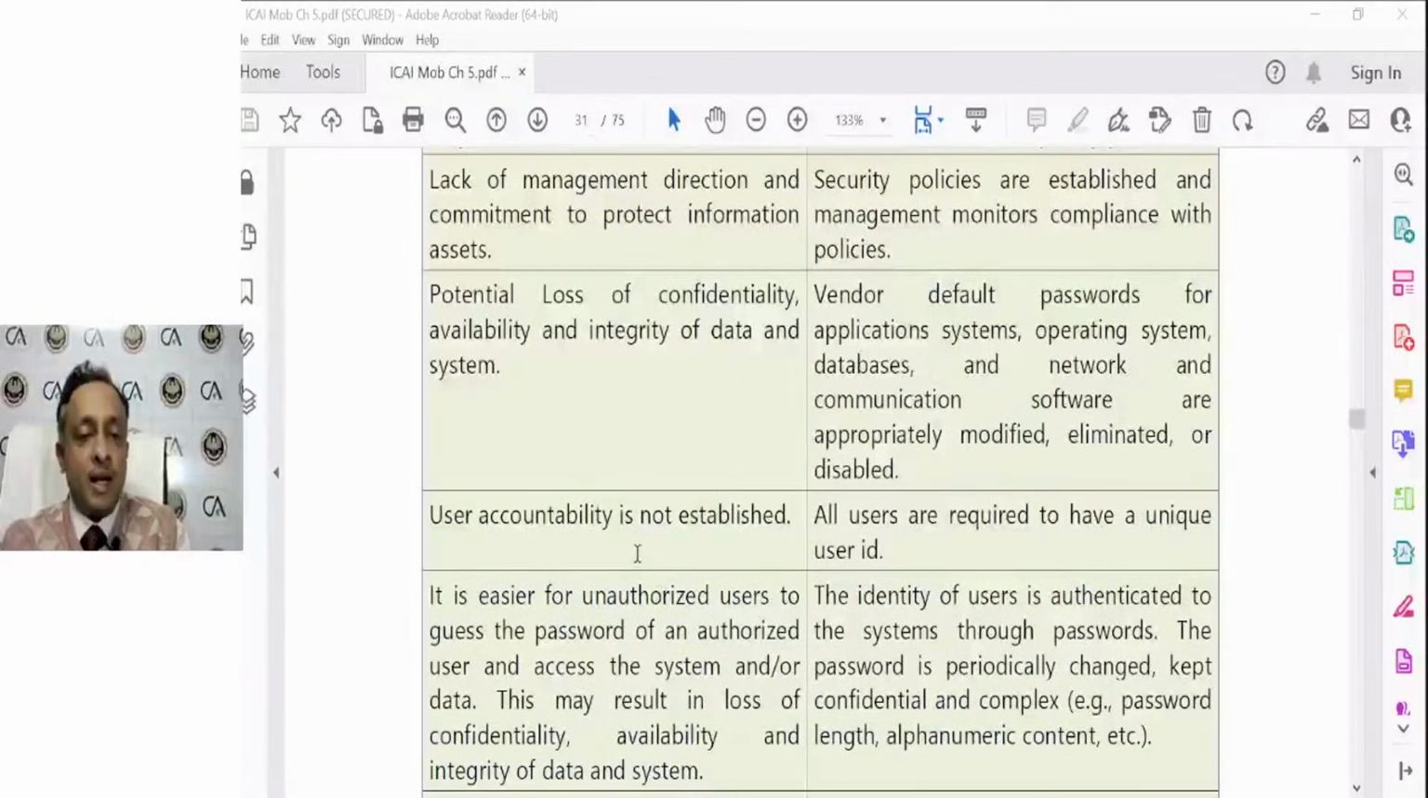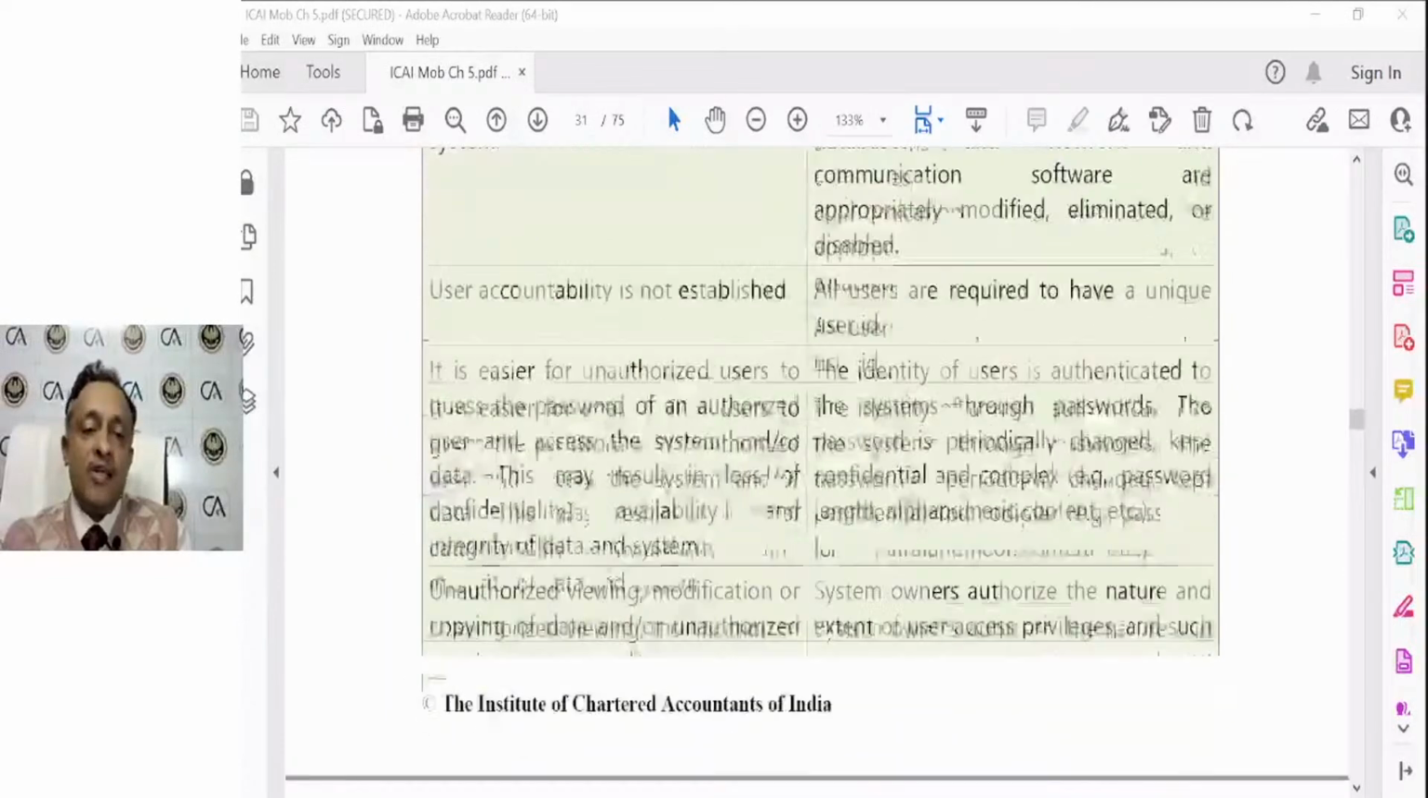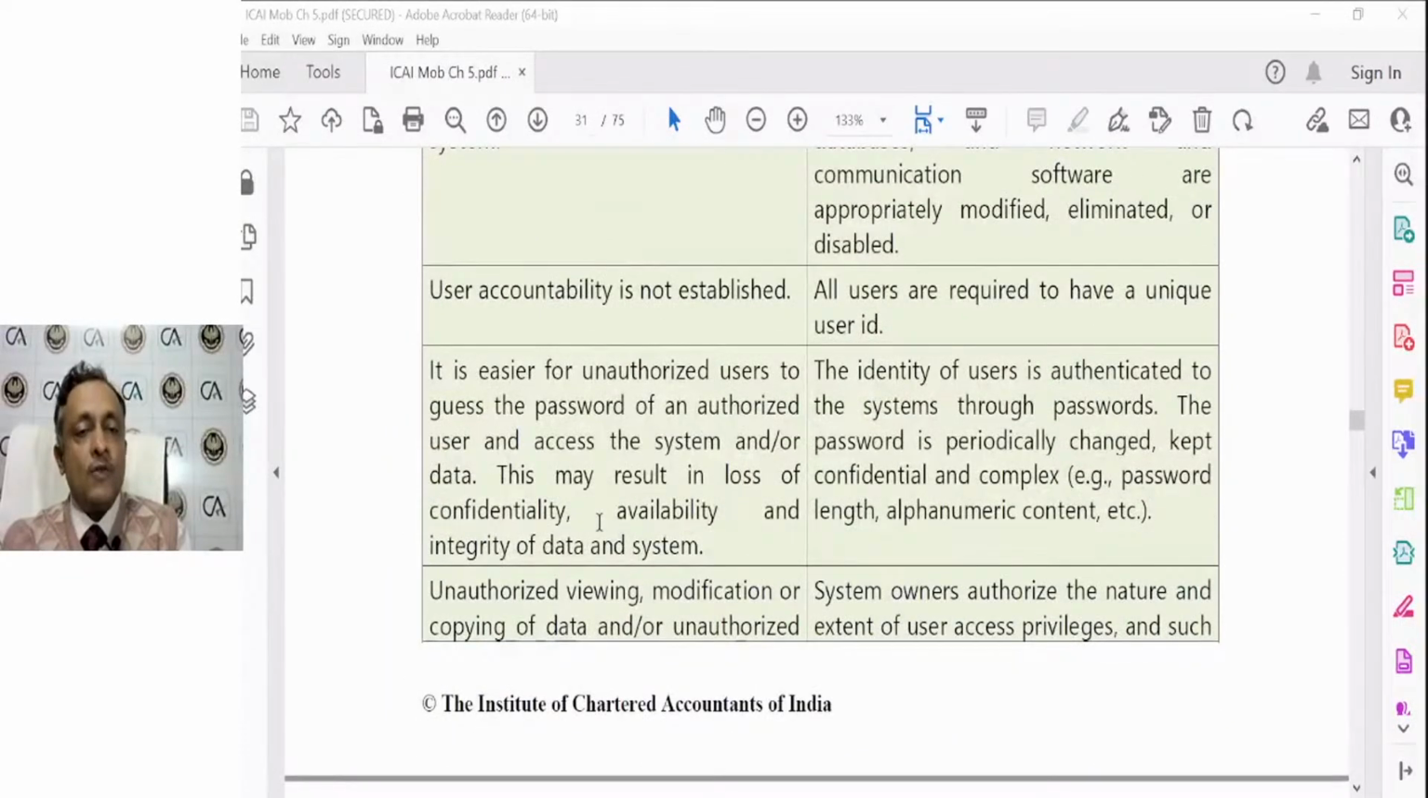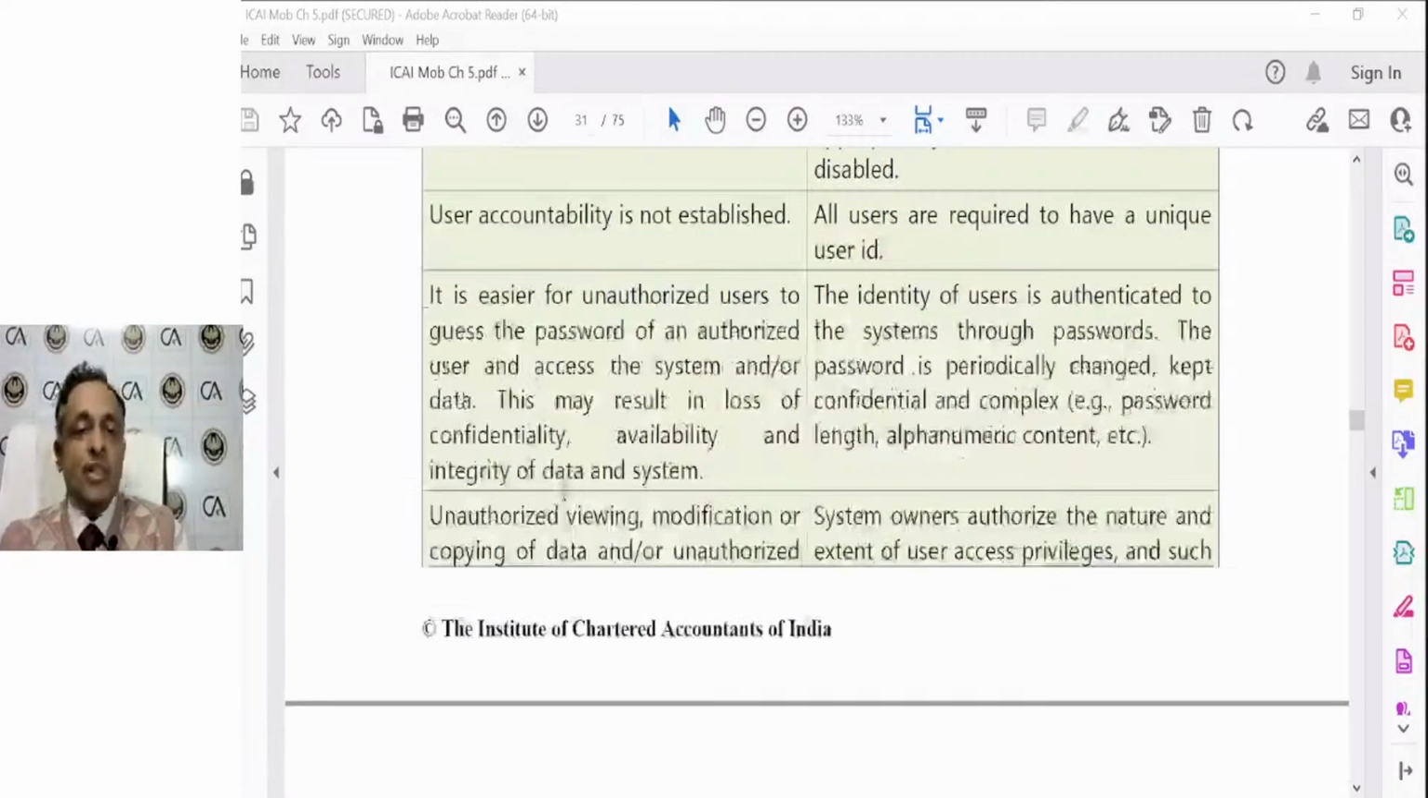User accountability is not established. User accountability will be established through proper unique user IDs. Then the capability of a user to guess a password. Yes, this is very, very important. Because users can guess passwords, and hackers can guess passwords, you require users to create passwords in combination. We have talked about it. Your passwords have to have uppercase, lowercase, a special symbol, and a numeric. And then every 90 days you change it so that no one can misuse that.